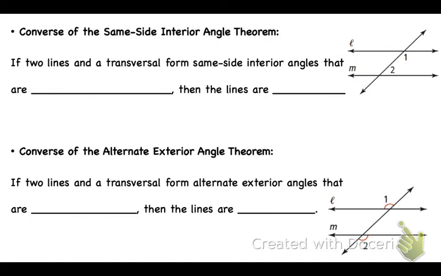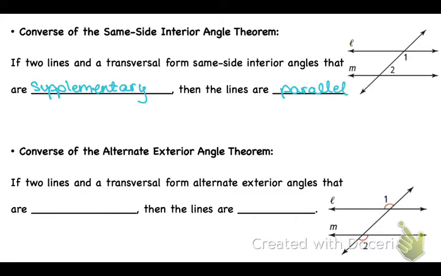Okay, so same side interior angles. Well, the last 3 days, same side interior angles: if lines were parallel, well, what? Supplementary. So now if they're supplementary, then the two lines are? Parallel. Okay? So if two lines and a transversal form same side interior angles that are supplementary, did I leave you enough room on your line? Good. Then the lines are what? Parallel.